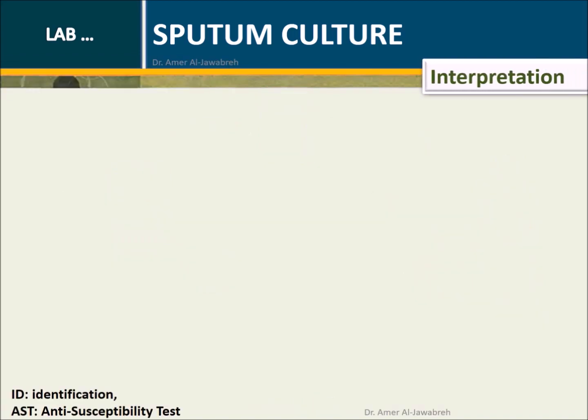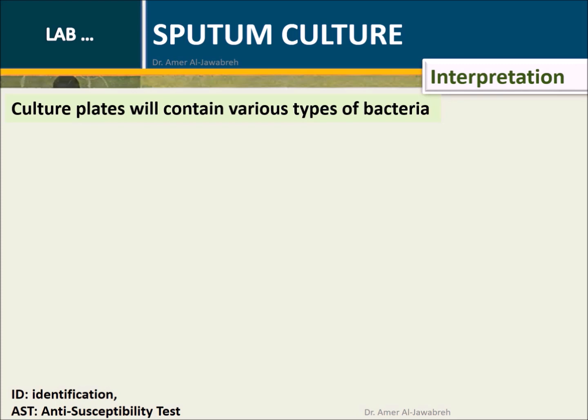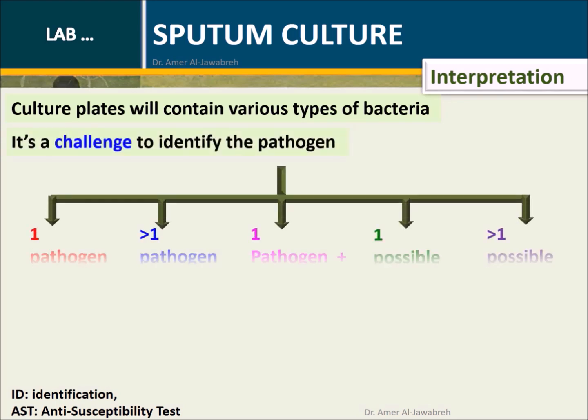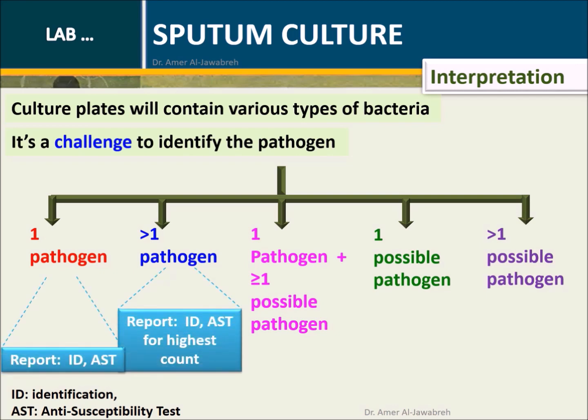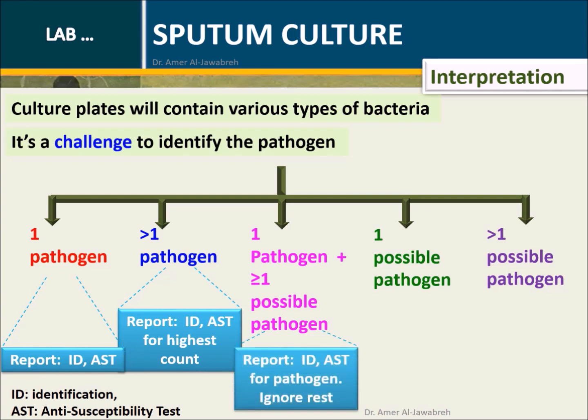Interpretation. Culture plates will contain various types of bacteria. It's a challenge to identify the pathogens. If one pathogen, report ID and AST. If more than one pathogen, report ID, AST for highest count. If one pathogen and more than one possible pathogen, report ID and AST for pathogen and ignore the rest.